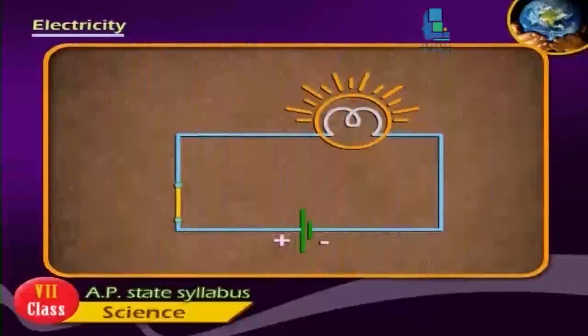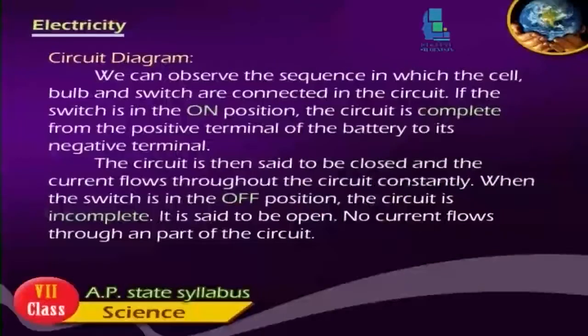We can observe the sequence in which the cell, bulb and switch are connected in the circuit. If the switch is in on position, the circuit is complete from the positive terminal of the battery to its negative terminal. The circuit is then said to be closed and the current flows throughout the circuit constantly.